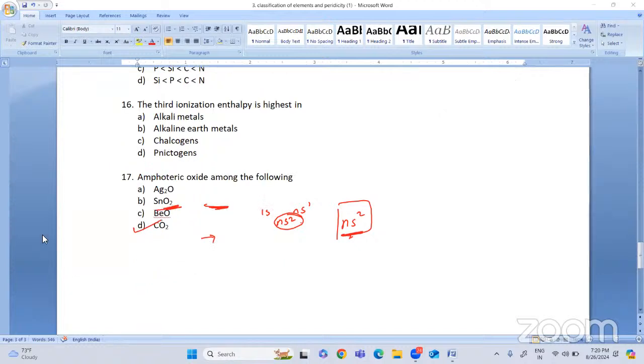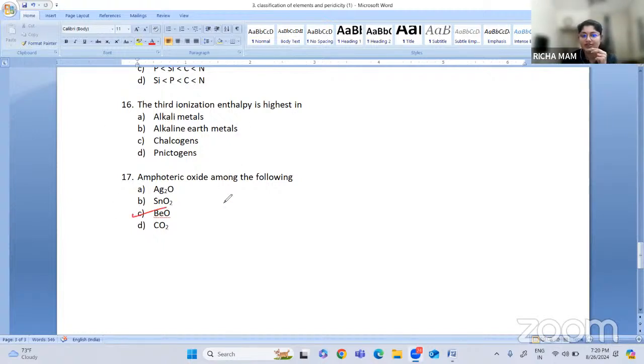Amphoteric oxide among the following is A, Ag2O, B, tin oxide, C, beryllium oxide, and D, carbon dioxide. Which is amphoteric in nature? Remember that beryllium oxide is amphoteric in nature. Option C is the answer.